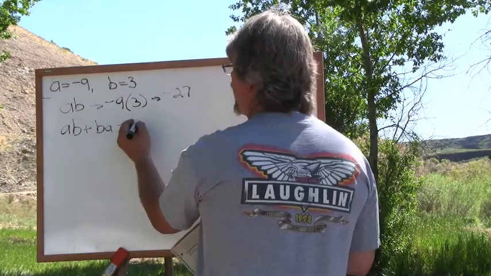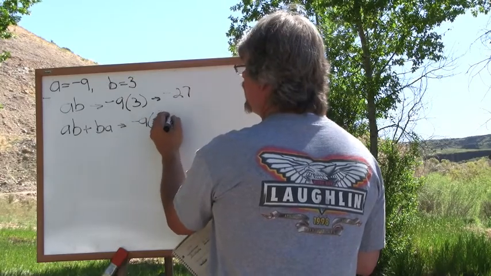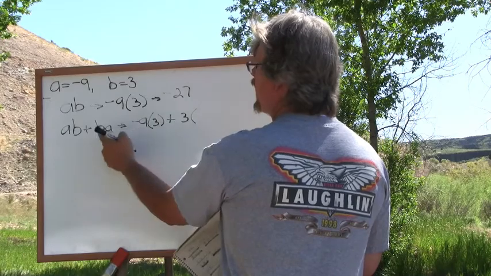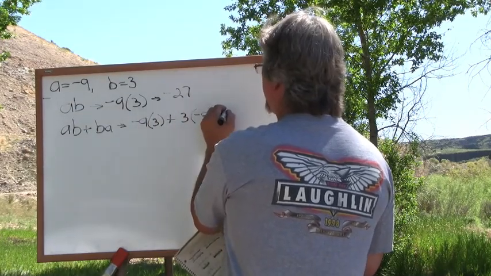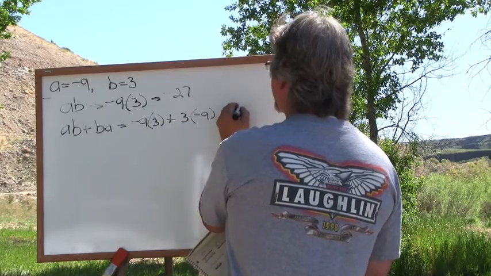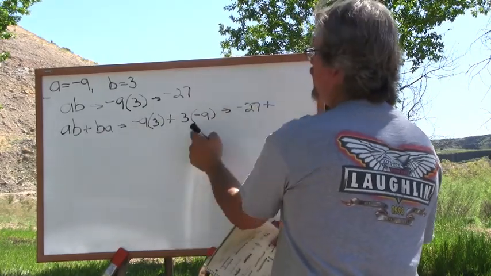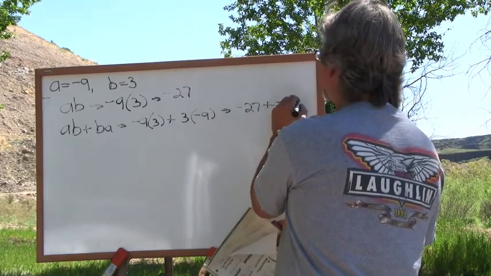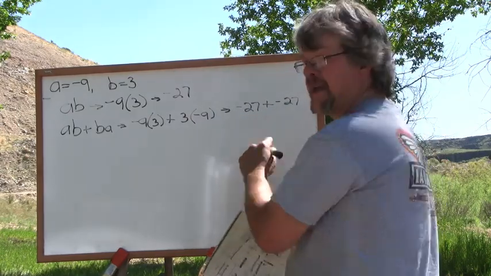Put the number in: -9 times 3 plus b is 3 times a, which is -9. And this becomes -27 plus 3 times -9, which is -27. And this becomes a negative plus a negative.